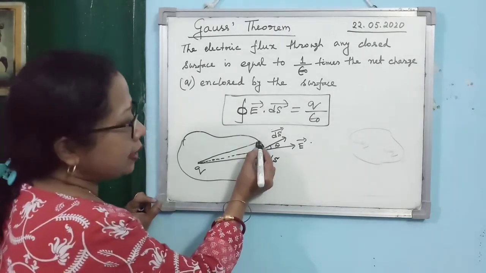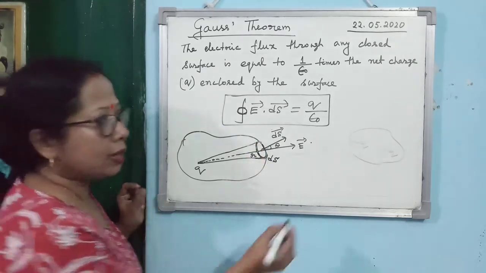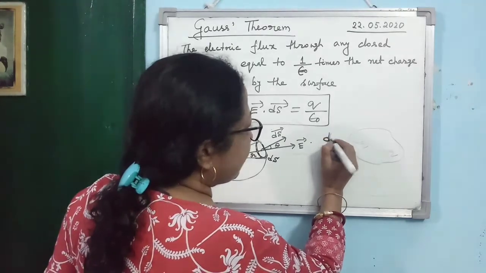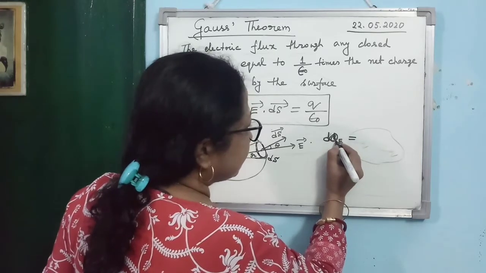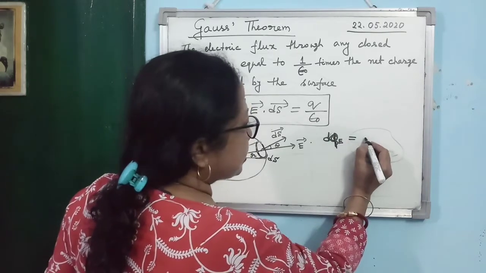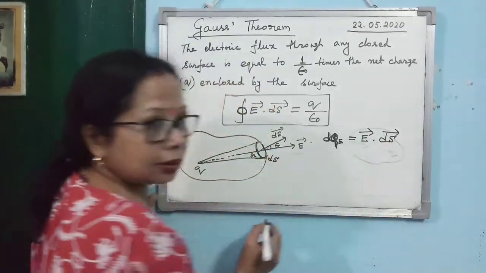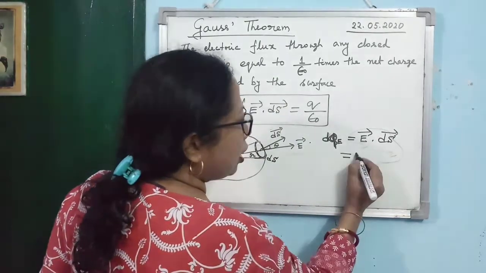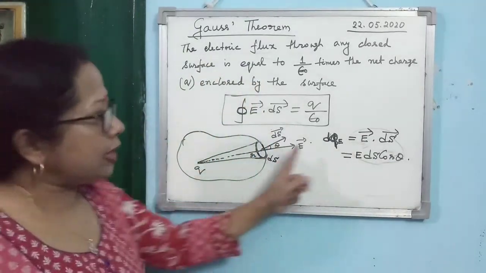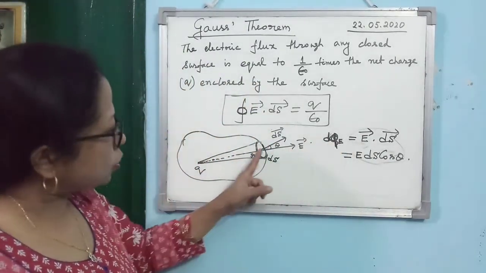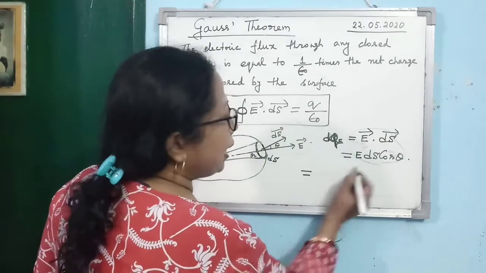Clear? So what is the small electric flux passing through the small surface chosen? According to the concept of electric flux, we know the electric flux d phi E is given by E dot ds. I hope you remember, just a few minutes back I discussed. So E dot ds is E ds cos theta. Is that clear? So d phi E, the electric flux associated with this small surface, is E ds cos theta. Clear? Now we apply Coulomb's law.